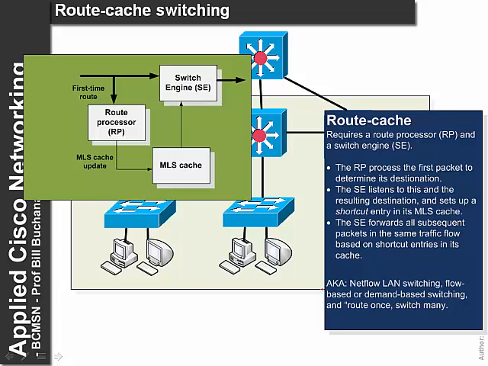With a route cache, we have a special switch engine and a route processor. When a first-time route is made, it goes into the route processor. This then finds an optimal route for it, and the MLS cache is updated so that any future routing can be done through the switch engine, which makes the whole process much faster. So we have a first-time hit. Once the optimal route is determined, it is stored in the MLS cache, and the switch engine can easily switch it. This is typically known as route once, switch many.